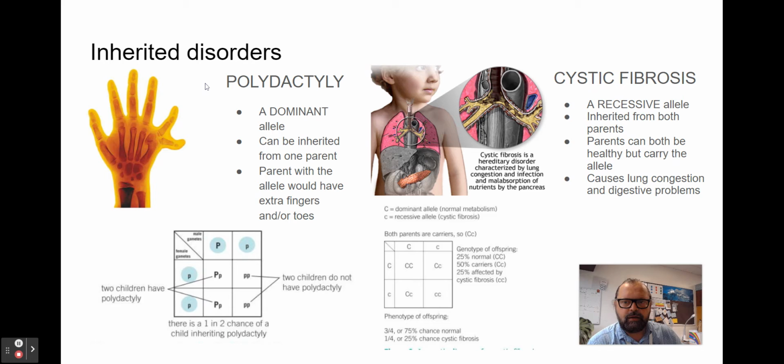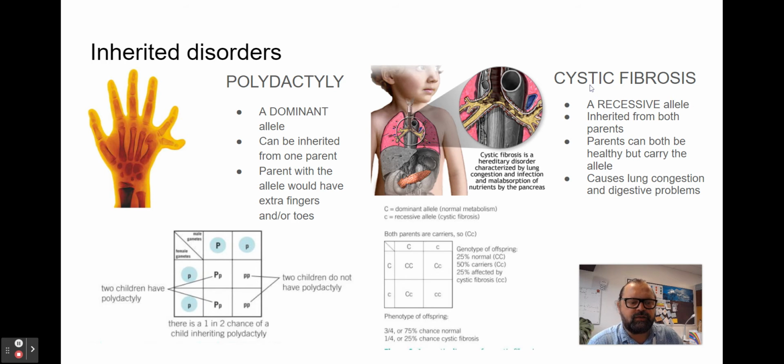So when you're looking, we need to decide, is this inherited disorder caused by a dominant allele, in which case it can be passed on from only one parent, and the parent with that allele would also have that genetic disorder. Polydactyly simply means that you are born with more than 5 fingers or 5 toes. It's a dominant allele. So if one of your parents has that dominant allele, they would have extra fingers and toes, and the chance of you inheriting that allele would be 50% if your other parent does not have it.